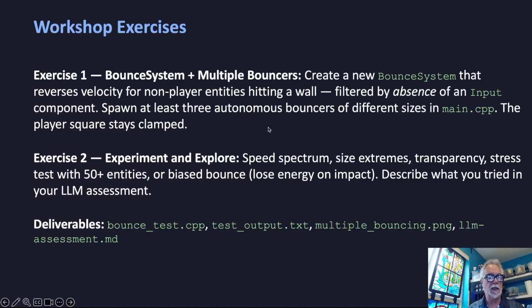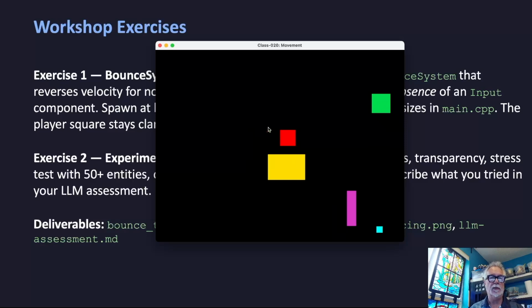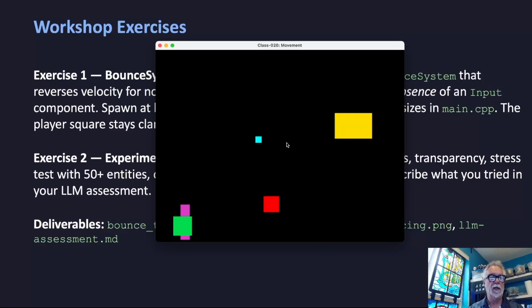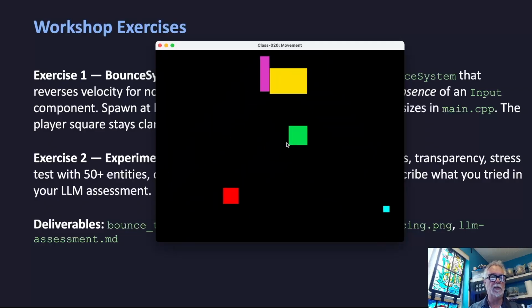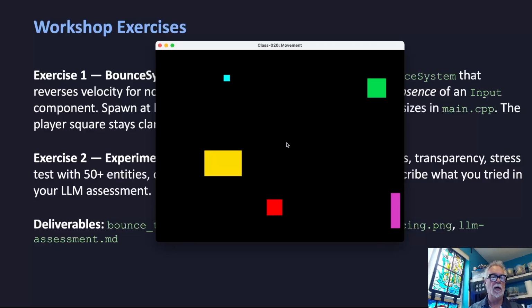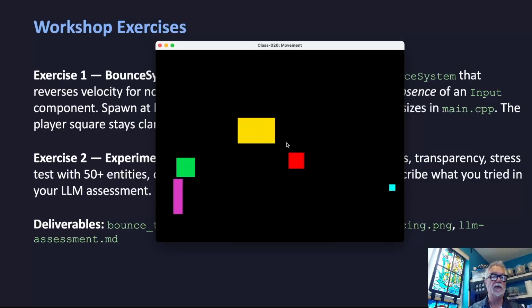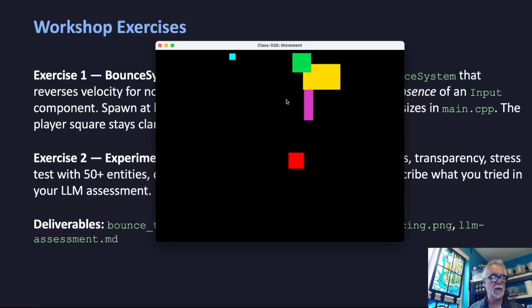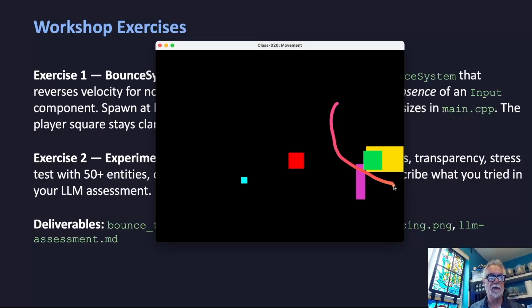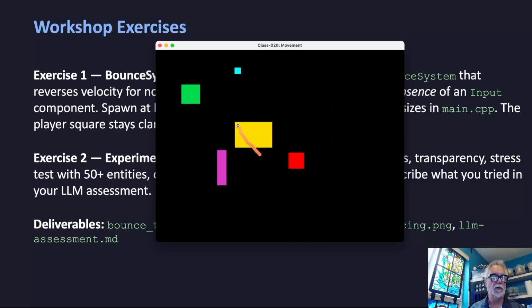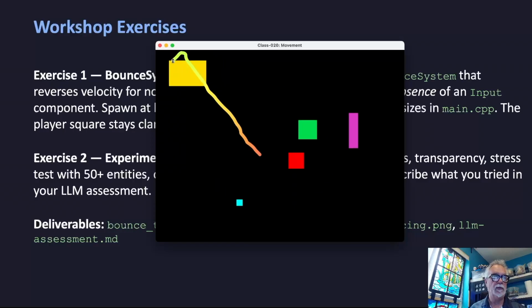So what does this look like? Well, here's my implementation of that. As you can see, I have my player entity in here that's being controlled by me. I could pretend that I'm trying to avoid these things, but there's no collision, so you could pretend that it's a game. But as you can see, the yellow guy bounces there, goes up here, bounces there, and goes there.